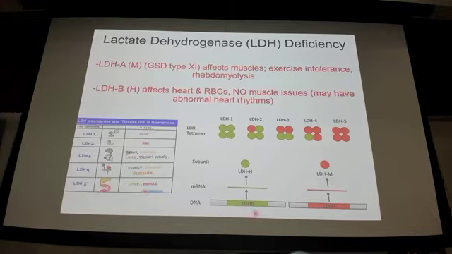So these are the two types: LDH-H, heart, and LDH-M, muscle. It's a tetramer, a four-subunit protein, so this is showing you the different compositions that are possible and where they're found in the body. I'm pretty sure the person mentioned yesterday had LDHB because he didn't have any issues with his muscles.